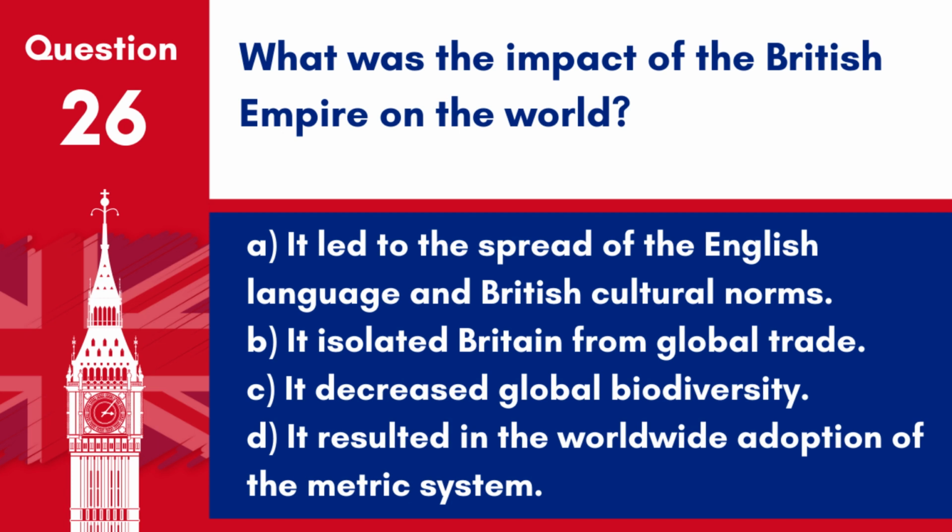A. It led to the spread of the English language and British cultural norms. B. It isolated Britain from global trade. C. It decreased global biodiversity. D. It resulted in the worldwide adoption of the metric system. Answer: A. It led to the spread of the English language and British cultural norms. The British Empire had a profound impact on global history, including the spread of English legal systems and cultural practices.